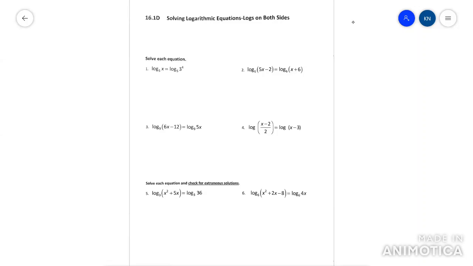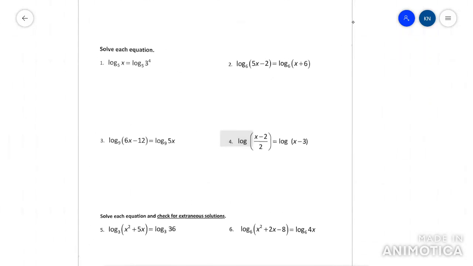All right, this video is going to go over 16.1d, which is solving logs, specifically when there's log on both sides of the equation. These are a little easier because if you look at number 2 first, if you can get log with the same base equals log with the same base, then all you have to do is set the arguments equal to each other.